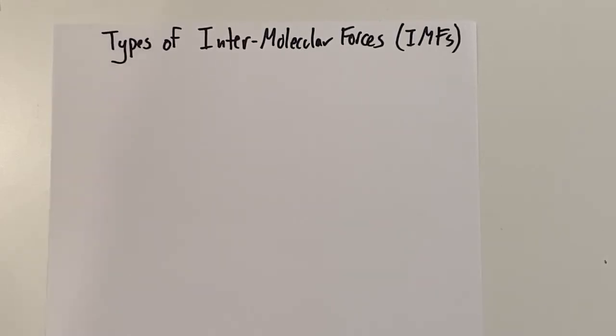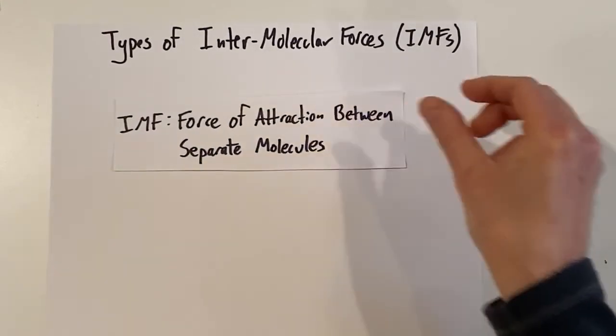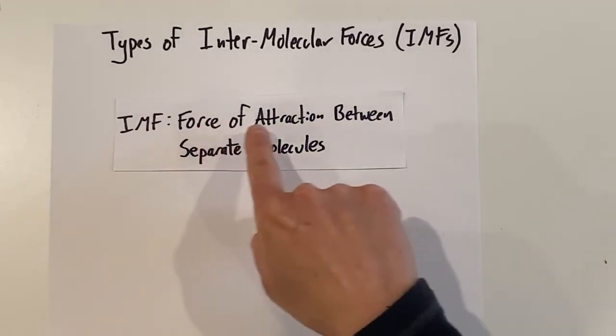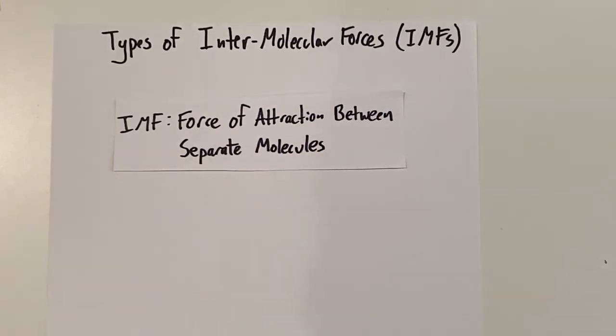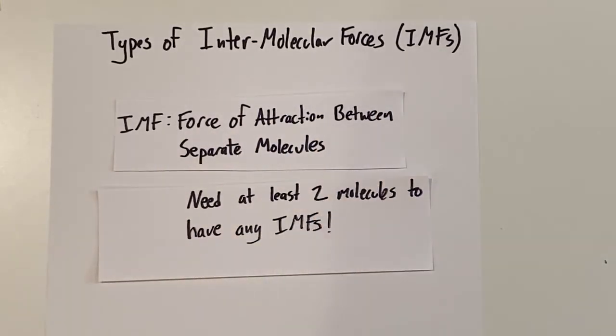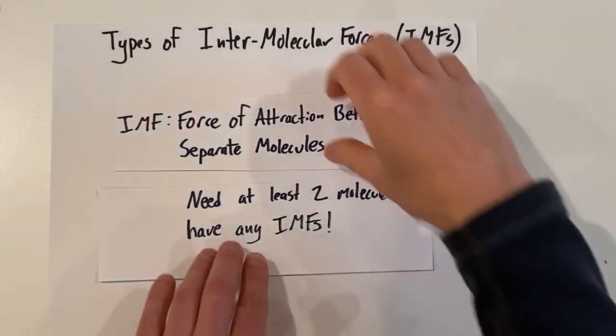In this video, we'll discuss types of intermolecular forces, often abbreviated IMFs, and we'll specifically focus on London Dispersion Forces. So let's start out reminding ourselves about what IMFs are. They are the force of attraction between separate molecules. I like to use the word separate, reminding us that we need at least two molecules to have any intermolecular forces. If we don't have two molecules, all we can draw are covalent bonds, not intermolecular forces.